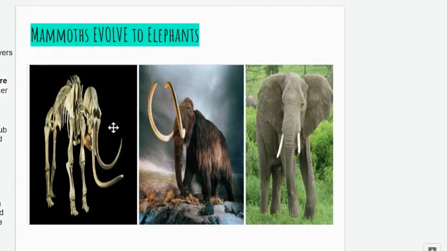Okay, another one is mammoths evolved to elephants. They adapt. So let's see how these adaptations change. What do you notice between the difference of this fossil and the normal elephant, between the mammoth and the elephant? Take a second. Did you immediately notice that the tusks on this mammoth are so much longer than the tusks on this elephant? Yep, good one. How about the ears? Did you notice that? Well, let's read a little bit about it.